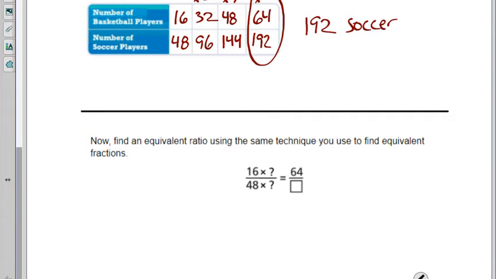You could have done the same approach if you're trying to generate equivalent fractions, but you don't do it that way, do you? You actually do it slightly differently. You set up equivalent ratios like this, and we say, what times 16 is 64? Well, that's times 4. And if I multiply both the top and bottom by the same number, I get an equivalent ratio, and I'm still going to get my 192.